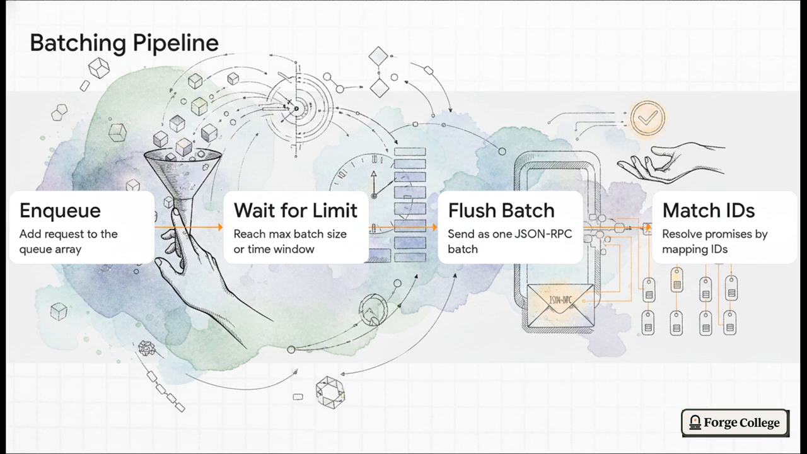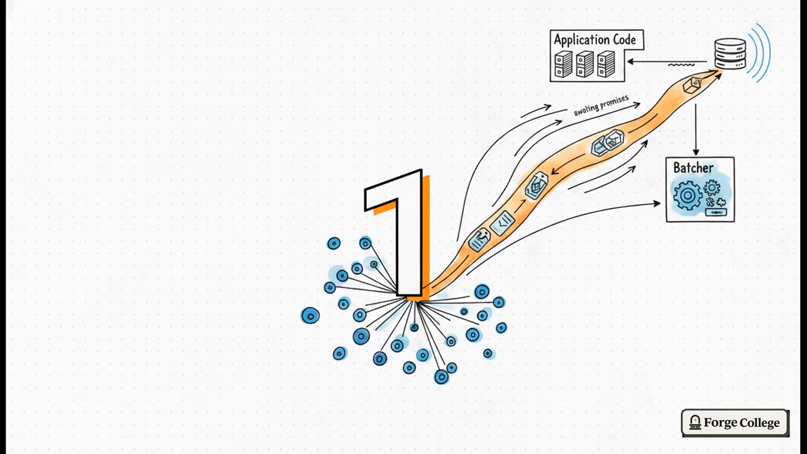The result of this workflow? It's honestly incredible. By accumulating these requests, we drastically reduce request overhead, effortlessly turning a dozen separate slow network pings into literally one highly efficient JSON-RPC batch call. Your application code stays completely pristine, just awaiting promises as usual, while the batcher handles all that heavy network optimization right under the hood.